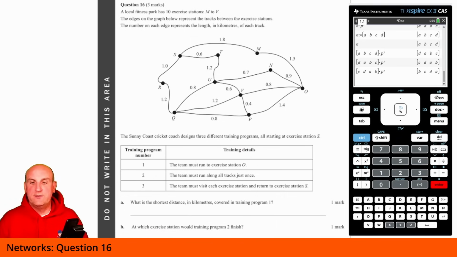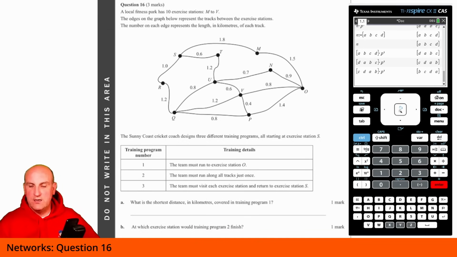But anyway, local fitness park has 10 exercise stations, M to V. The edges on the graph below represent the tracks between the exercise stations. The numbers on the edge represent the lengths in each track. Right. What is the shortest distance in kilometers covered in training program 1? Now, again, I don't know that there is an easy way to do this. Yes? What is the shortest distance in kilometers covered in training program number 1?